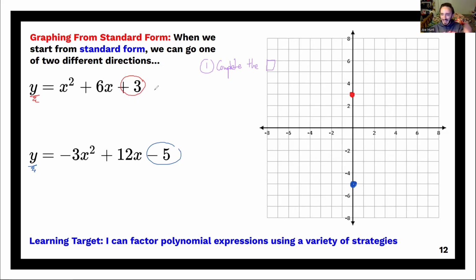So I'm going to practice that skill here. My first function is y equals x squared plus 6x plus 3. The 3 is not likely to be the magic number that I need to get it to factor perfectly. So I always move that right off the bat, just to get it out of the way. I move it over to the side with the y by subtracting it from both sides.